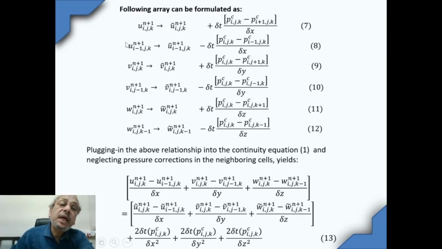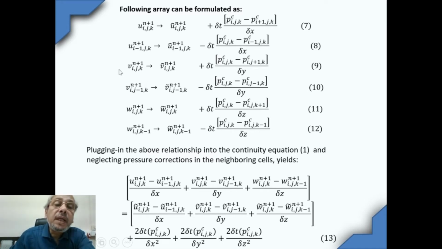Similarly, then we can write for the velocity quantity at the I minus 1 Jk cell. So I minus 1 Jk at the level n plus 1 is again I minus 1 Jk tilde n plus 1, that means the provisionally advanced quantity, and this will be corrected in this way. You can easily do this calculation and get this expression.